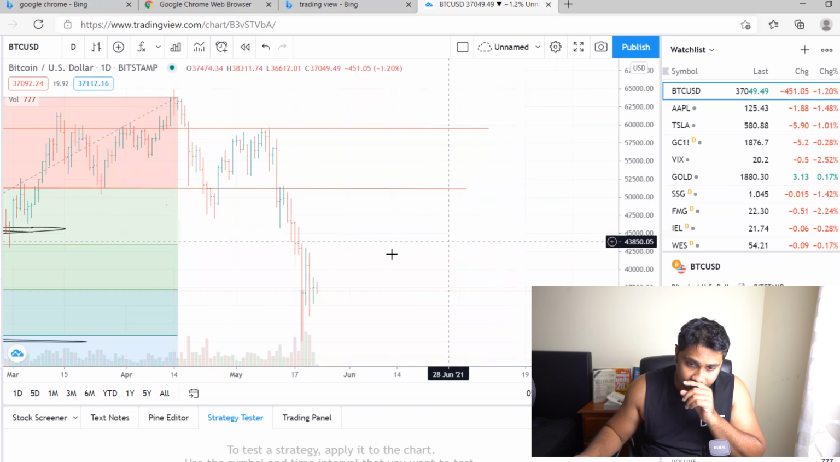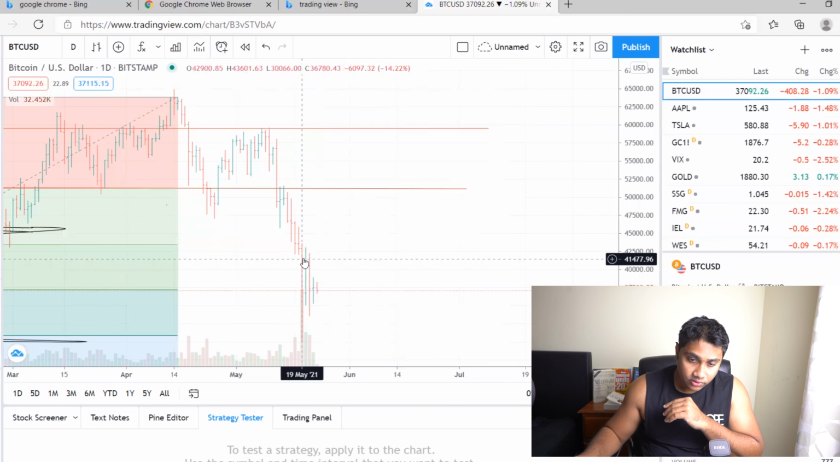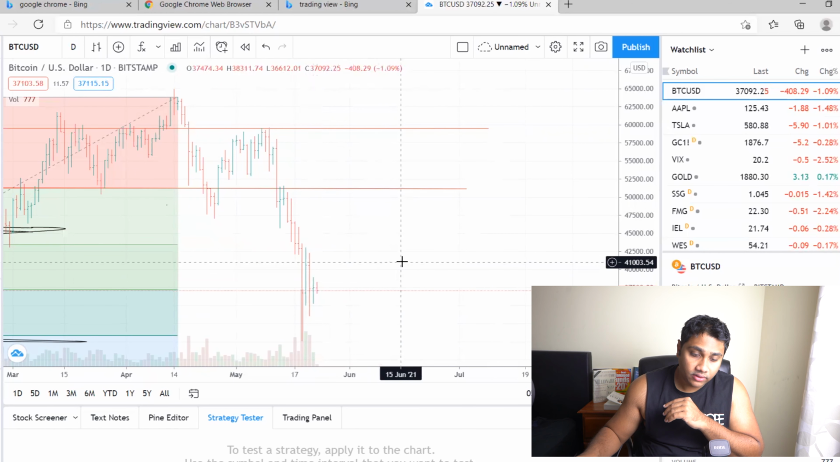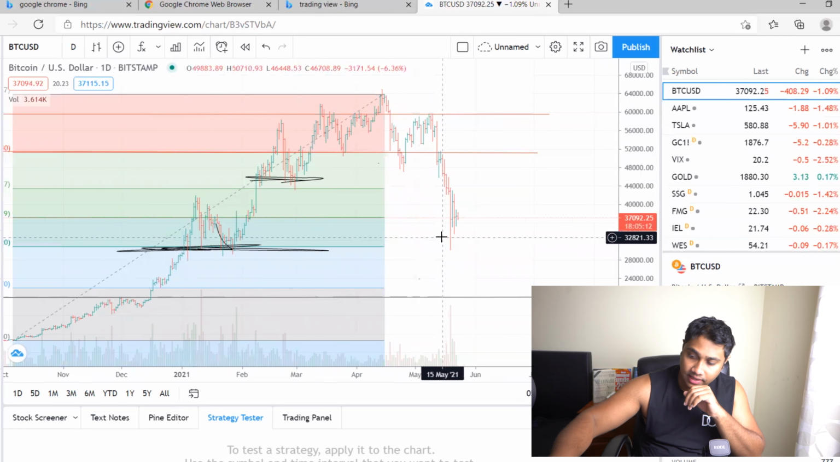So I'm on the daily chart right here. One bar represents 1 day. So we got 1, 2, 3, 4, and 5 days. So it's been 5 days since the initial crash. So we are right now over here.